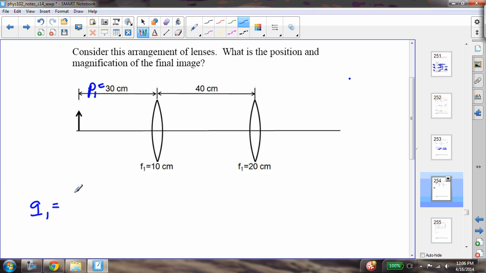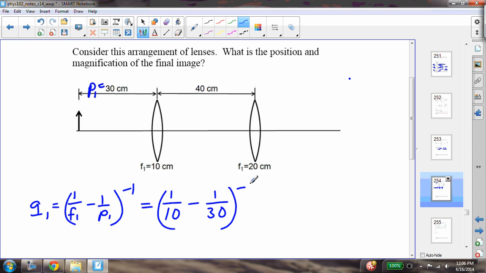Well, Q1 from our lens equation is 1 over F1 minus 1 over P1, the inverse of that. That's equal to 1 over 10 minus 1 over 30, to the negative 1. Let's see, this is the same as 3 over 30 minus 1 over 30. So this would be 2 over 30 or 1 over 15. So this would equal 15 centimeters. Now because this is positive, that means that my image is going to be right about here at 15 centimeters. So my image Q1 is equal to 15.